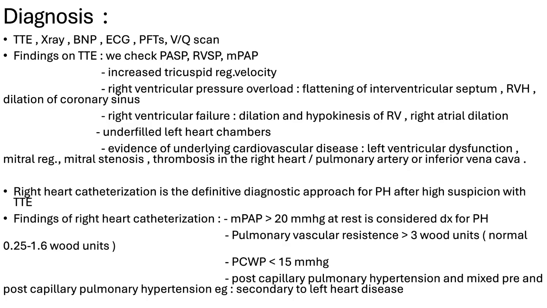As I said before in the definition, the mean pulmonary artery pressure has to be more than 20 millimeters of mercury at rest to be considered as a diagnosis for pulmonary hypertension. The pulmonary vascular resistance will be more than 3 Wood units. The normal is between 0.25 to 1.6, and the capillary wedge pressure should be less than 15 millimeters of mercury. There can also be some signs of postcapillary pulmonary hypertension and mixed, like pre and postcapillary pulmonary hypertension, which is secondary to left heart disease.